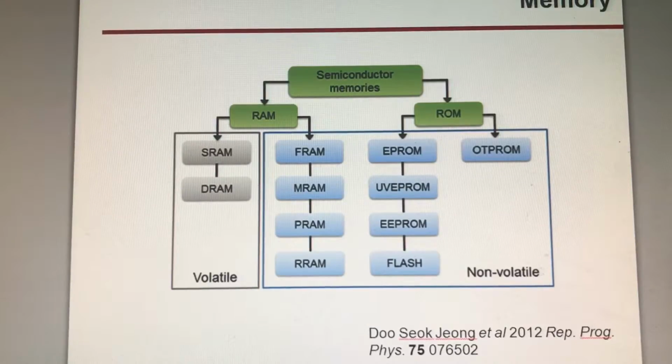On the memory side, it is divided into volatile memory, which cannot be saved when the power is turned off, and non-volatile memory, which is stored even when the power is turned off.